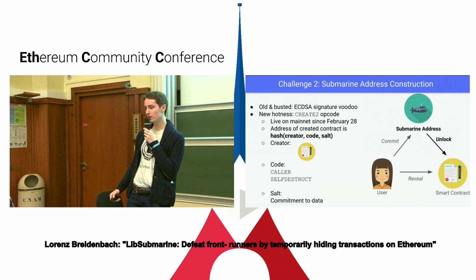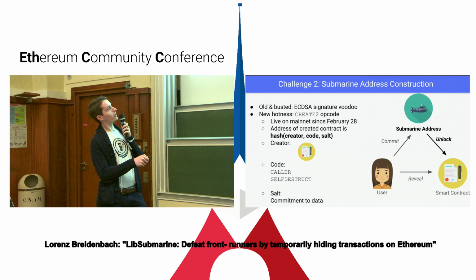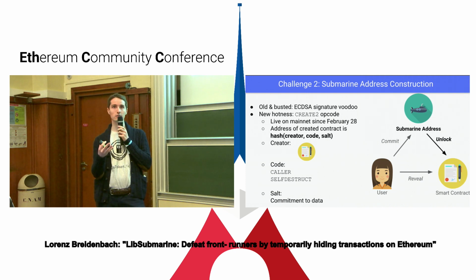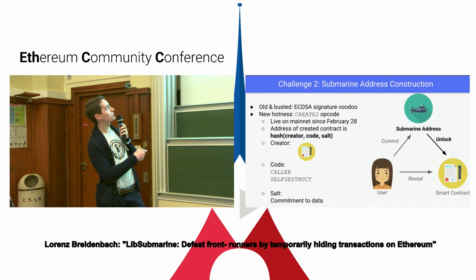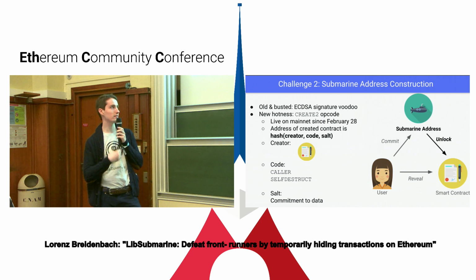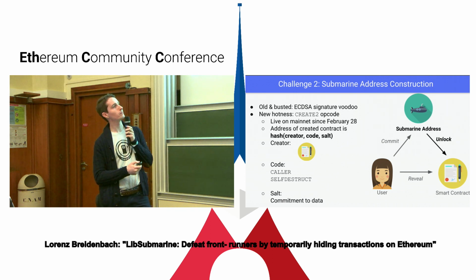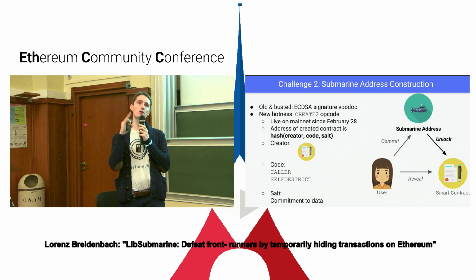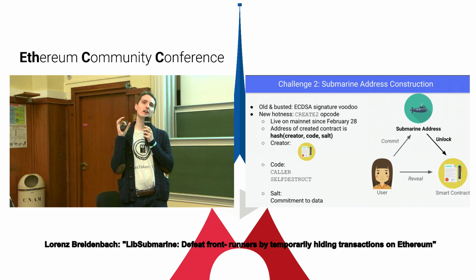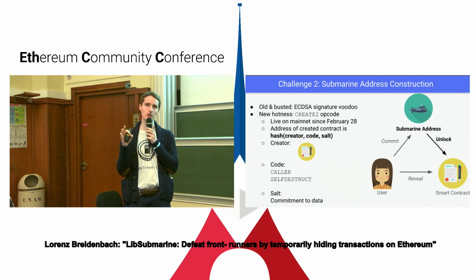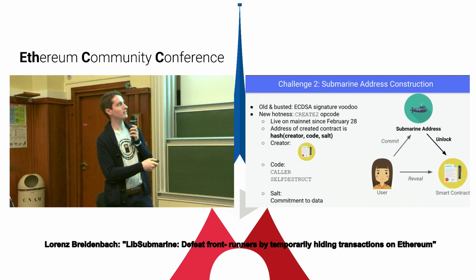What the CREATE2 opcode gives us is it computes the address of a contract that's deployed as a hash of the creator's address, of the code of the contract that's being deployed, and some user-supplied salt. And this is nice because we can basically send funds to an address where no contract exists yet, knowing that only a specific contract can be instantiated at that address. And this is exactly what we do here.